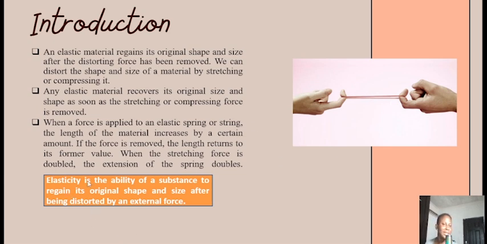So elasticity is the ability. So don't forget that. Elasticity is different from when they say, okay, what is an elastic material? You should just know, okay, this is a material that regains its original shape and size. But elasticity is now that ability. It's the ability of a substance to regain its original shape and size after being distorted by an external force. So that is what elasticity means.